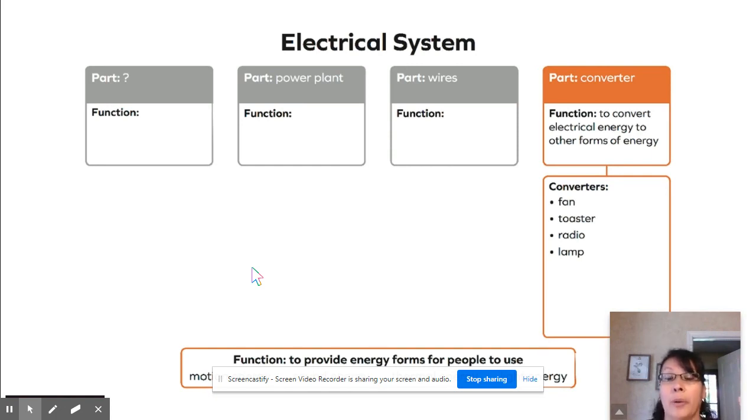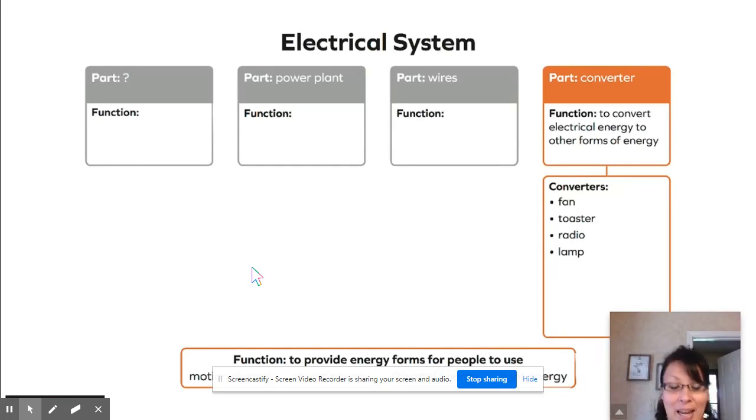I want you to go in and put all of the information we have just learned about converters in your diagram. We're still going to fill out the other 3 parts, but right now we know all about converters. So please write this information in your diagram.